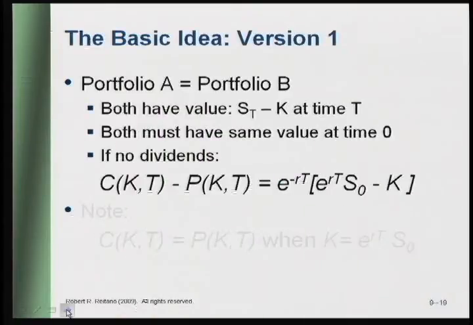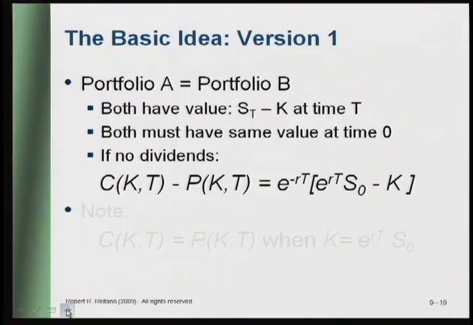What does this mean? Well, if they both have the same value at time T, it must be the case that they both have the same value at time 0. Why? If one was more expensive than the other, we could do an arbitrage. We would sell the more expensive one, and we would buy the cheaper one, put a little profit in our pocket, knowing that when we get to time T, these two portfolios have exactly the same payoffs. So the long position will provide us exactly what we need to cover our short position.